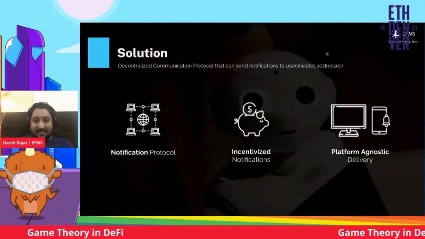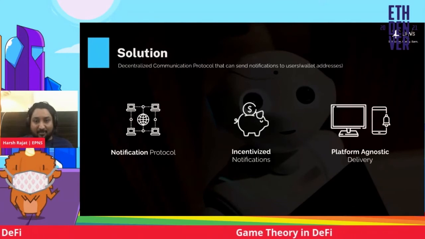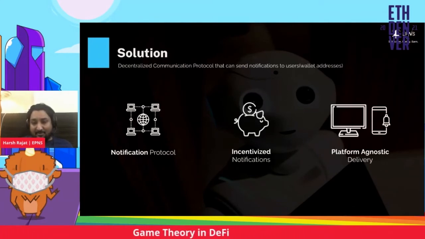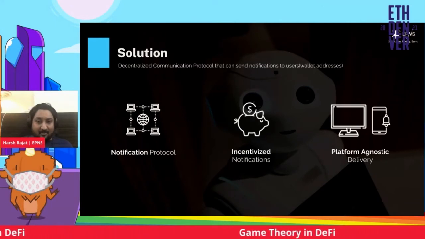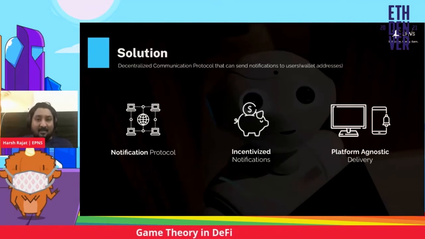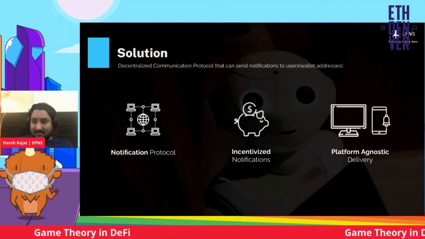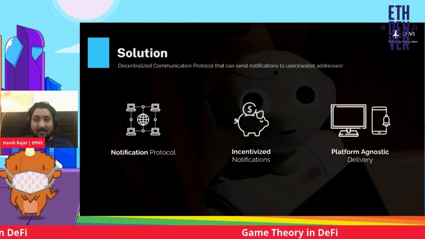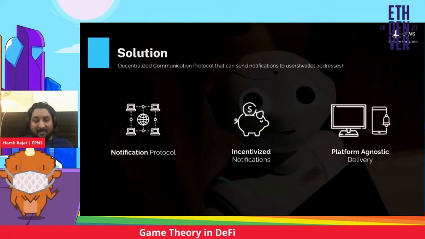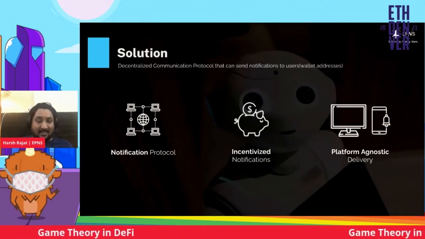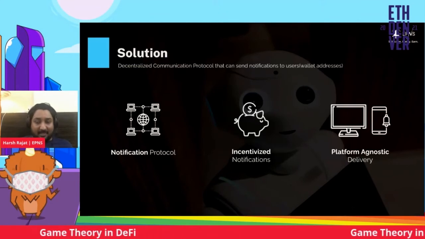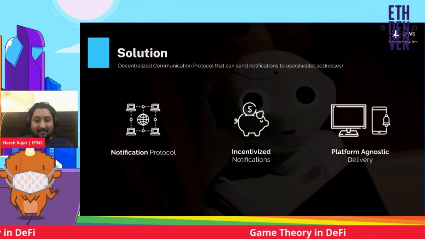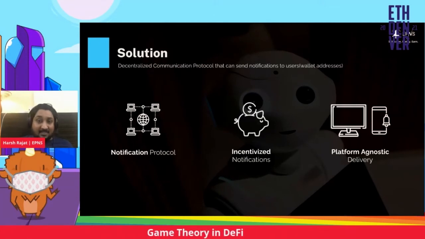So we went ahead and created a decentralized communication protocol. What it does is it allows apps, contracts, or traditional services to send notifications to wallet addresses. We also made two innovations along the way. First, we made them platform agnostic, because this is a Web3 protocol. The entry point of Web3 is never decided. It can be MetaMask, it can be Trust, it can be your iOS or Android app, it can be a dApp. And we made sure that, whatever the entry point for the user is, they will be able to receive notifications over there.